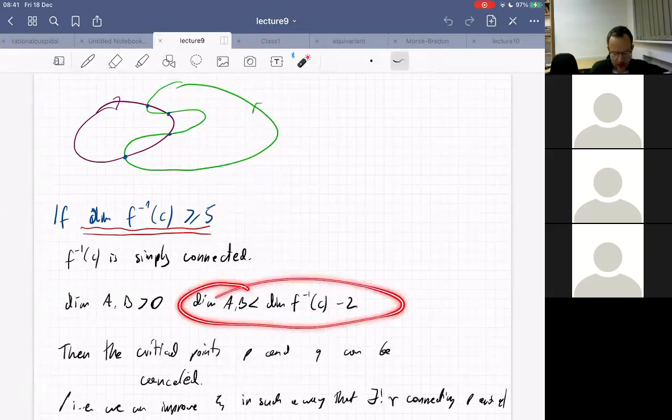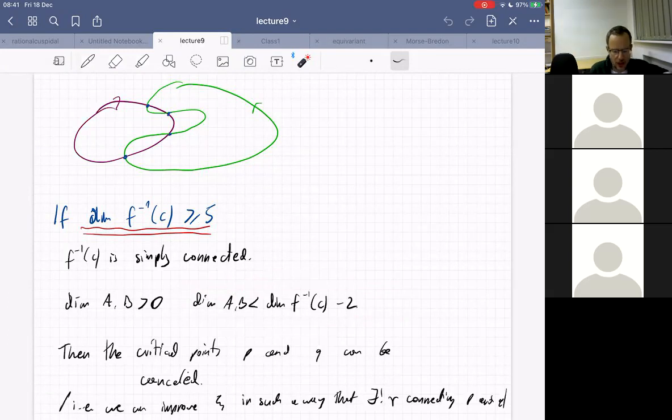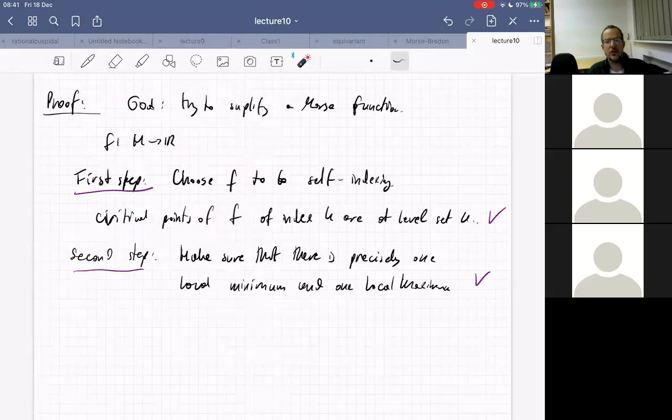Actually, it was only for B less than F inverse of C minus two, but okay, this was the assumption, that we couldn't use the Whitney trick to cancel critical points of index one and two. And getting rid of critical points of index one is important because we want the level set to be simply connected. The Whitney trick is played on the level sets, and you want level sets to be simply connected.